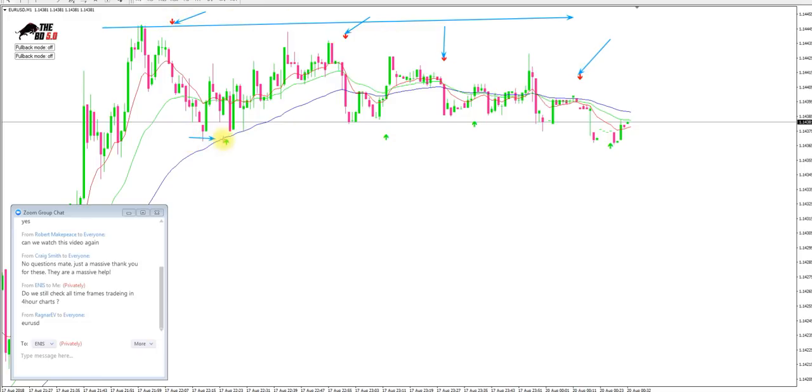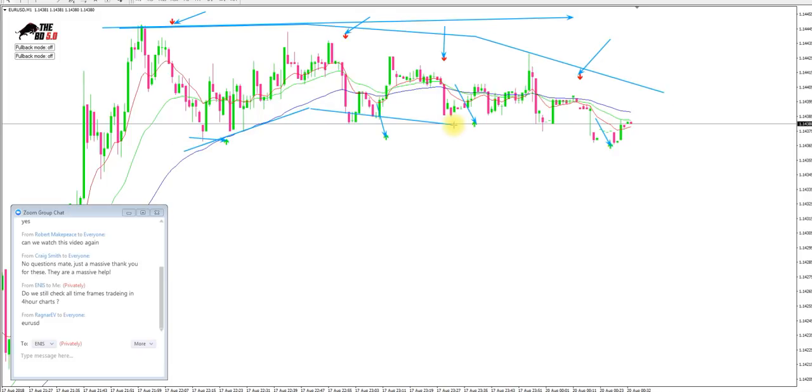Same with the green arrows. This one, this one, this one, and this one. They're all lower, right? It's like the market is doing a channel like this. This is what it's doing. Okay, it's starting to head down.